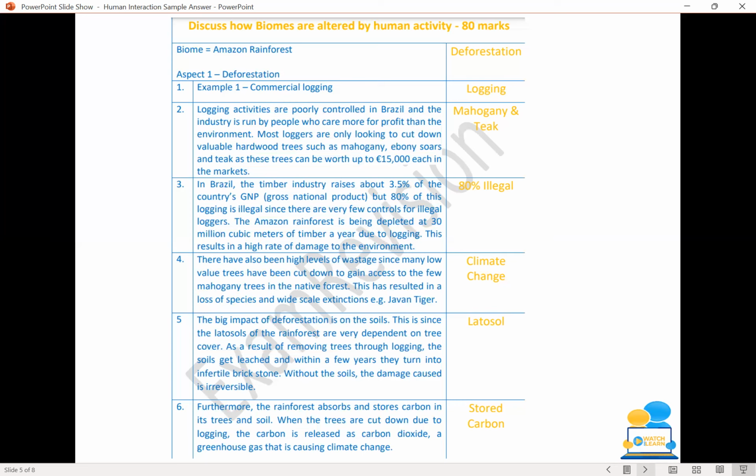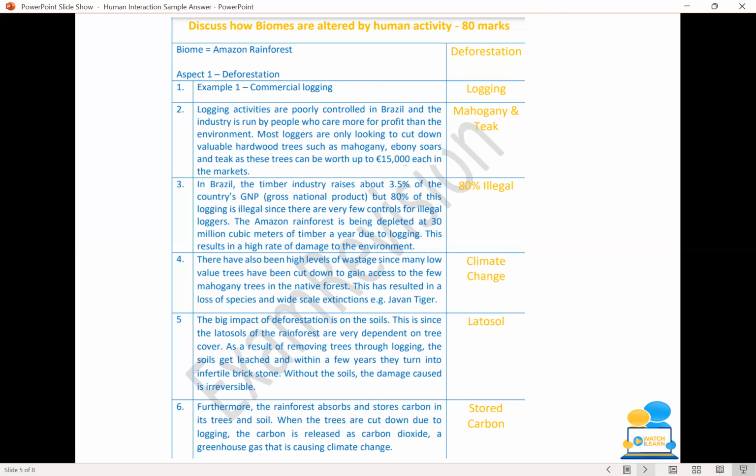profit than the environment. Most loggers are only looking to cut down valuable hardwood trees such as mahogany, ebony, and teak, as these trees can be worth up to 15,000 euros each in the markets. So again, we're backing up the point that we're making, putting in bits of facts and statistical information like that 15,000 euro, okay, which backs up what we're saying and shows the examiner that we know what we're talking about.